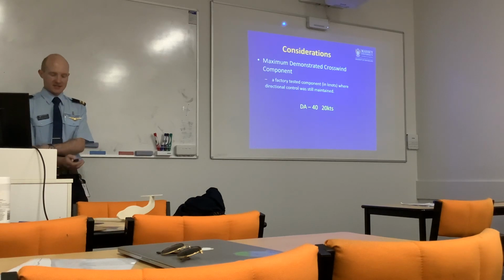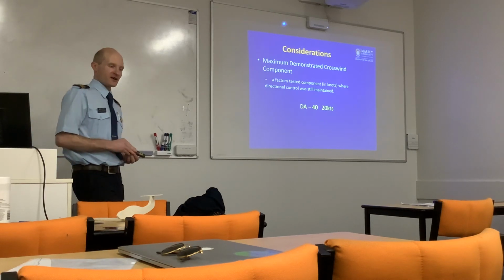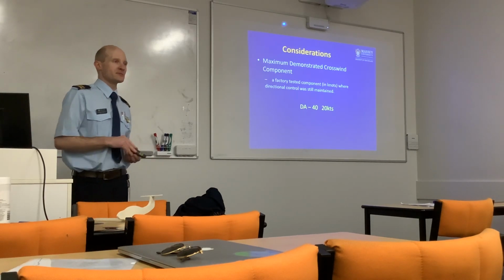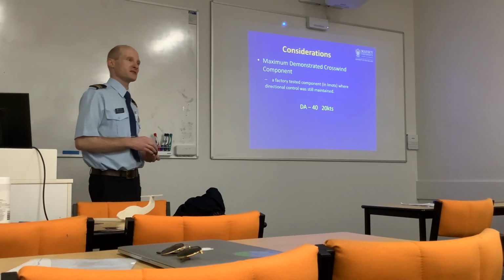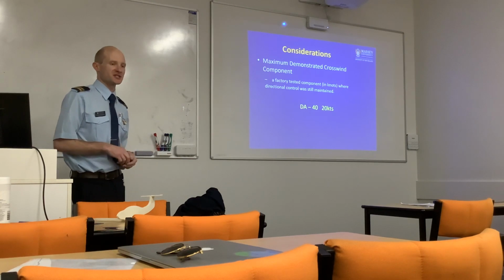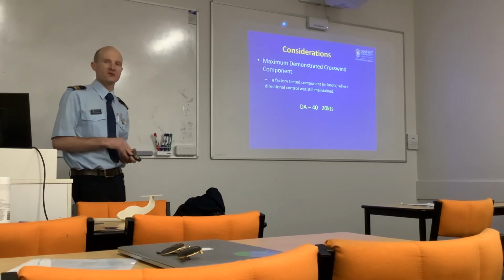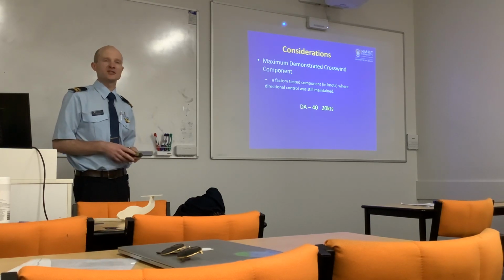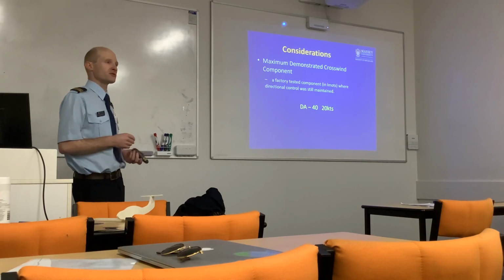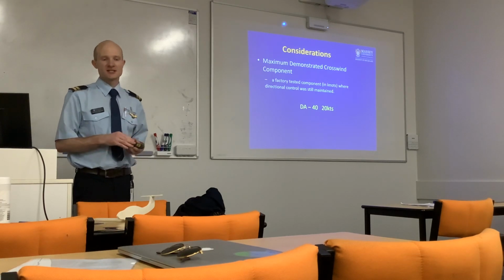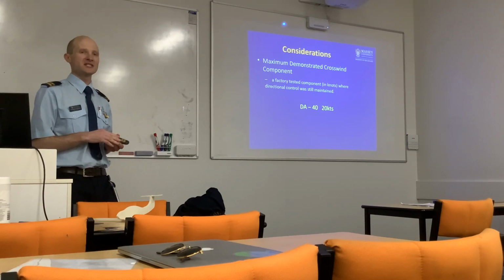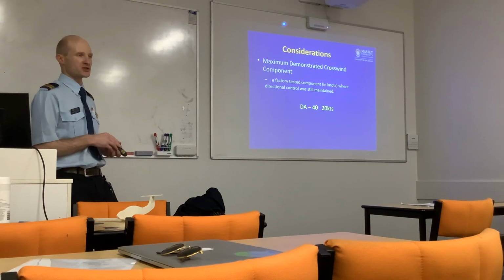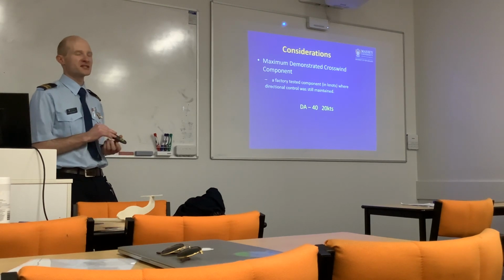So further considerations. Each aircraft is given a maximum demonstrated crosswind component by the manufacturer, and you'll find this written in the limitations section or in the performance section of the flight manual. For a DA40, that is 20 knots, but it varies from aircraft to aircraft. This is just the maximum crosswind that the manufacturer has tested the aircraft in and has determined that you can take off and land straight.